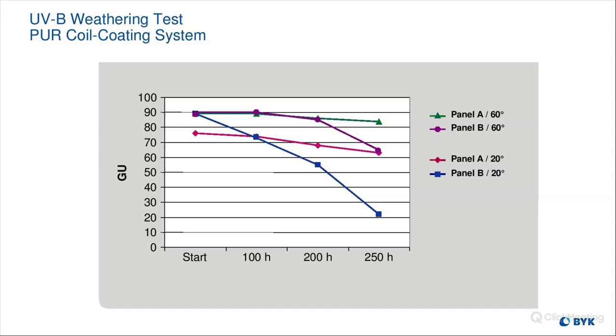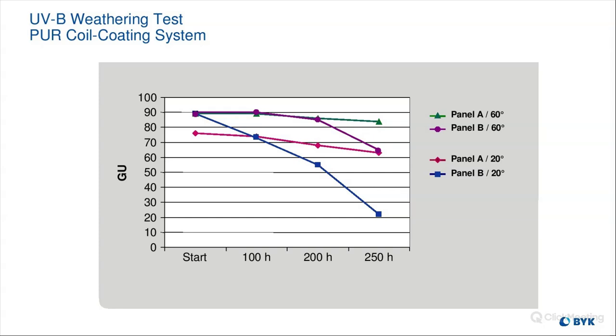We start to see it drop down. And then once we get into the 250-hour interval, we see a steep decline. But what we should have done is measured with the 20-degree geometry because, again, we are starting at a higher level of gloss. And as you can see right away, around the 100-hour interval, we see a steep decline in panel B. And then it starts dropping even more at the 200 and 250 hours.